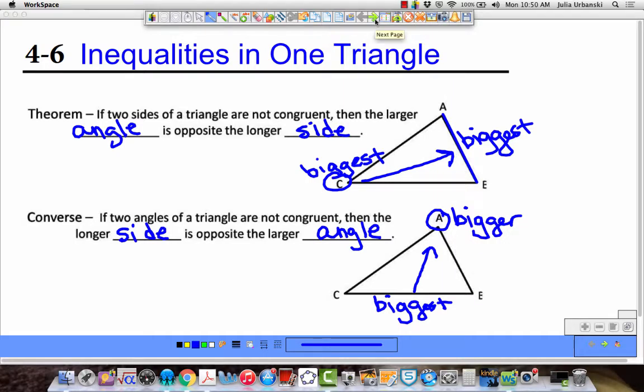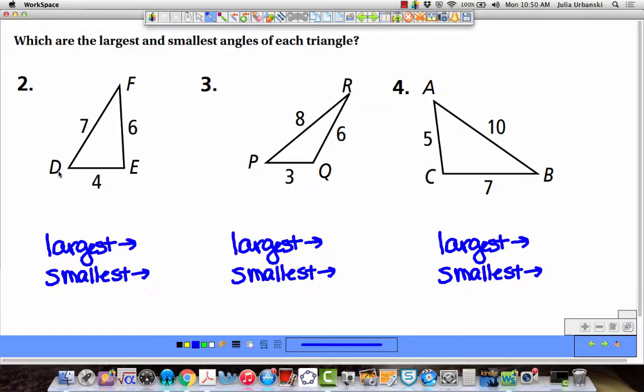Okay, so look at example 1 down below. Or example 2, sorry. They ask us to find the largest and the smallest angles. We can't tell that just from the picture, but we can tell which are the largest and the smallest sides. So look at example 2. Which side is the longest side? The 7, the DF. So to find the biggest angle, what I do is I look directly across from it. And what's the biggest angle there? E. So it's just angle E. All you do is look to the opposite side or the opposite angle.